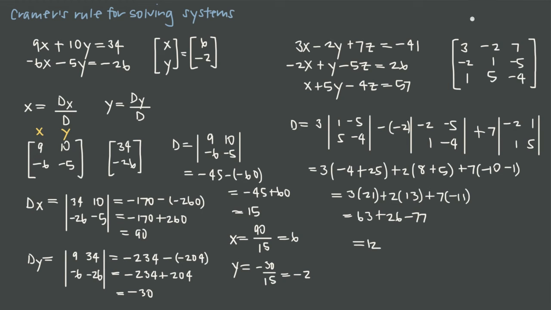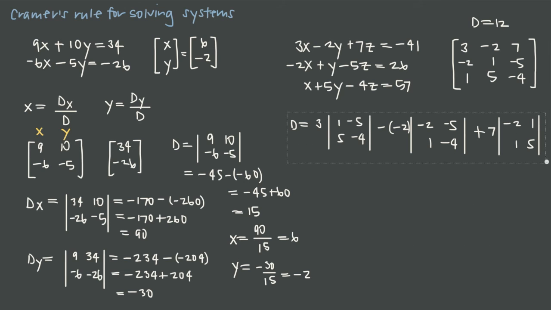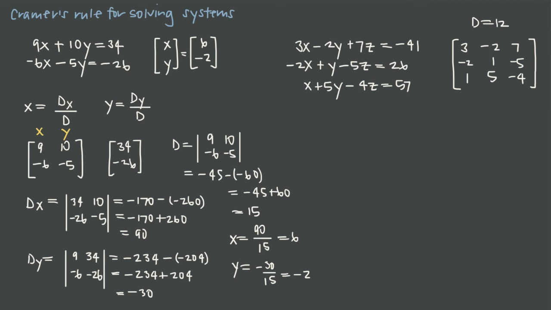So we'll go ahead up here and start collecting values. We'll say D is 12, and then we can go ahead and get rid of the rest of this so that we have room for our other determinants. To get the determinant for x, we'll replace this first column, the coefficients on x, with our answer column matrix. So this is going to be here, -41, 26, 57, and then the other two columns. So -2, 7, 1, -5, 5, and -4.